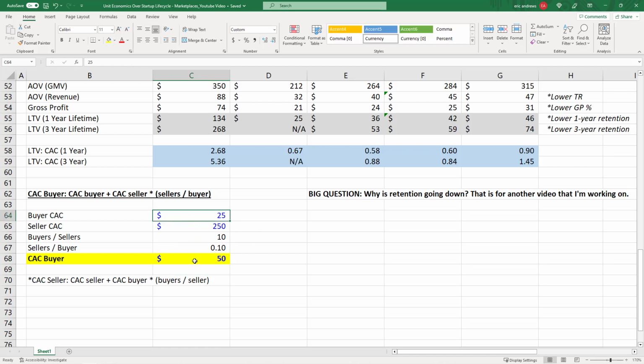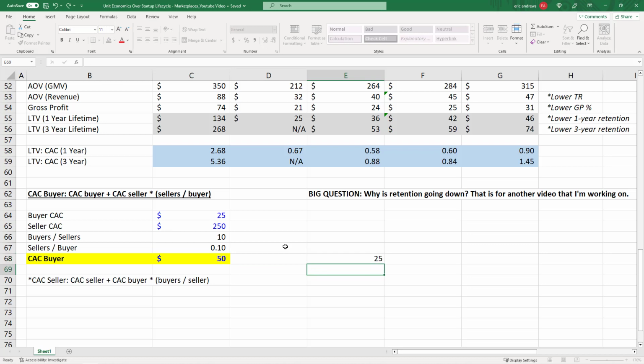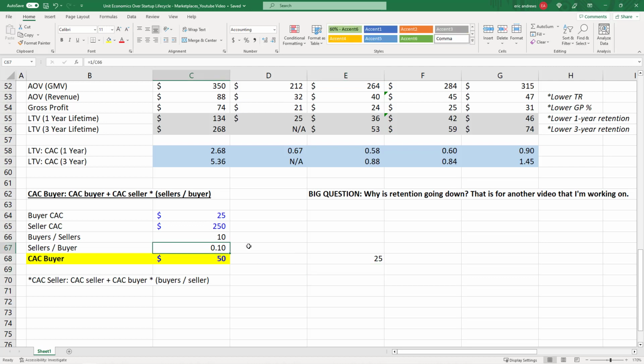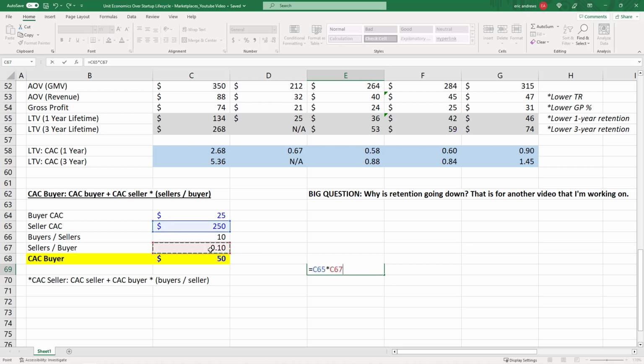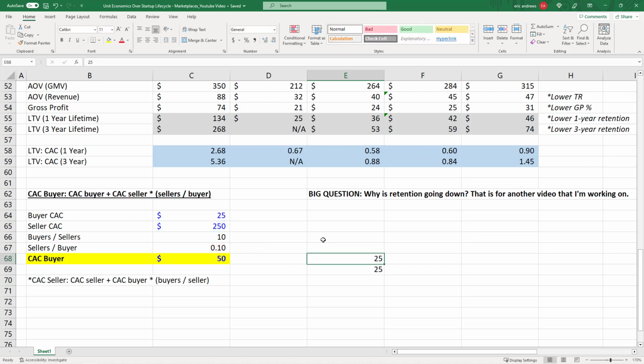Because we're doing it from the buyer perspective, we add in 25. We know there's 25 from the buyer. But how much of the CAC is associated with the seller? Well, we only need one seller for every 10 buyers. So it's really just 1/10 of the CAC, 1 divided by 10. So 25 for the buyer, and for the seller, it's 250 times 0.1. So those added together, the CAC of the buyer plus the CAC of the seller, is $50. So this allows you to capture the marketing on both sides of the marketplace.